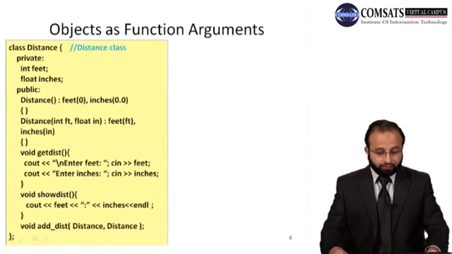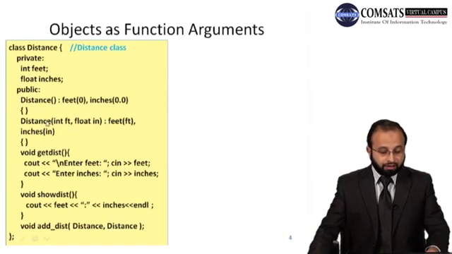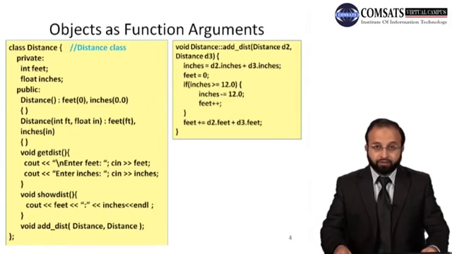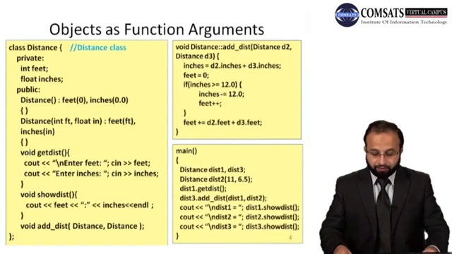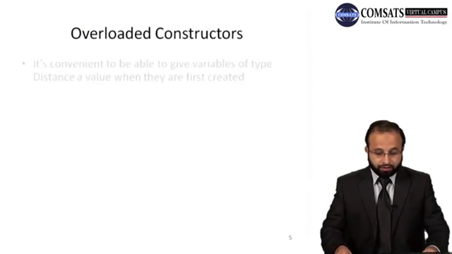This is the class that we have seen in our last lecture. This is a distance class. It has two private data members, feet and inches, and this is the distance constructor. This is the default constructor with no argument, and this is the constructor with two arguments. And for the add distance function, we write the prototype within the class definition, but we provide the definition of the add dist function outside the class definition. And this is our main function. So we already know these things.